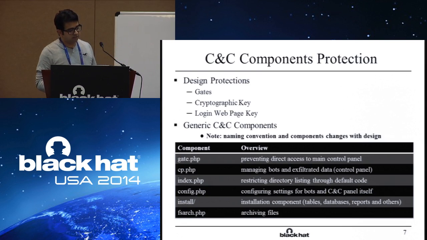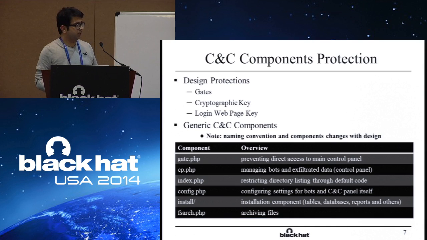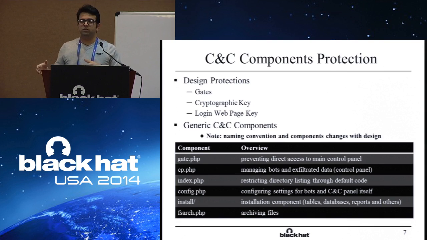And I have listed a couple of the standard components. So there are the Gate, the CP, called the control panel, and index.php, which tries to restrict access to the control panel. There's a configuration file. Then there is an installation directory, which takes care of the complete configuration of the botnet. Whenever a bot herder deploys the C&C panel on the server, it needs to configure it with the database, MySQL and all that. The installation component is an easy interface provided to the bot masters so that they can simply click and configure the bot accordingly.